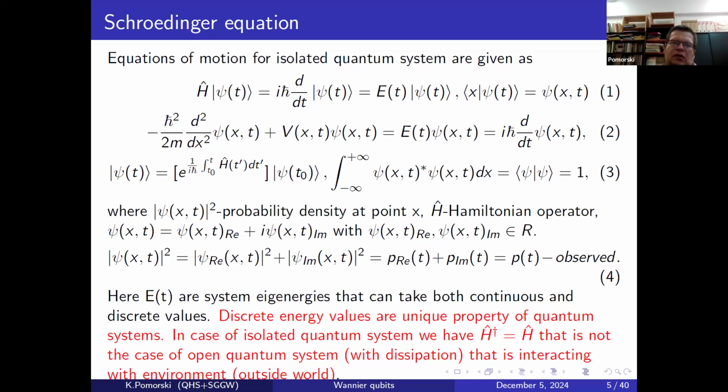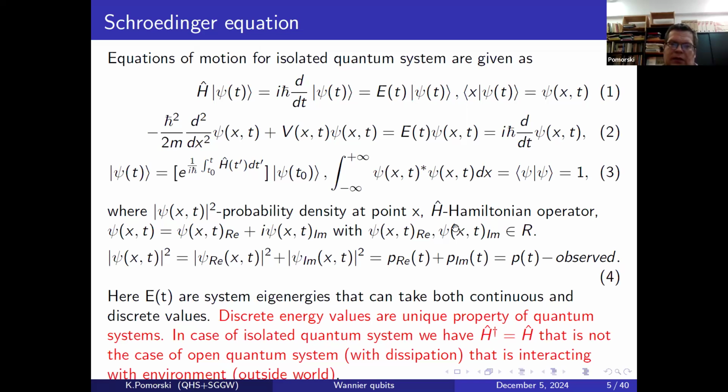And then you can always decompose a complex-valued wave function into real and imaginary parts. In the same way, when you compute its modulus, you have these two contributors to the total probability. And yes, so today I will talk about a kind of dissipation from the point of view of two interacting and more interacting Wannier qubits. So you will see more involved formulas that will come quite soon.